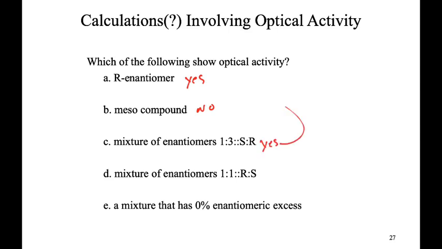Let's compare that up to this one. Which one should rotate more? The R. Why should the R enantiomer, the pure R enantiomer, rotate more? It has no S. There's no S to cancel it out. Okay, how about a mixture of enantiomers, 1-to-1, R to S? No optical activity. It sees one, it cancels.